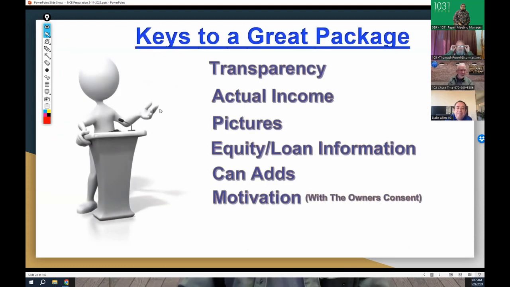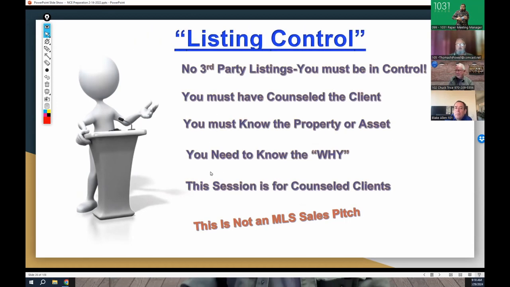So, transparency. I think at every meeting we need to have all the transparency we can, because we want to know about the seller. We want to know everything we can about the property we're looking at, because we might own it, and we want to have a really good experience. Actual income, equity, loan information, motivation. You can talk about motivation if you have the seller's consent.